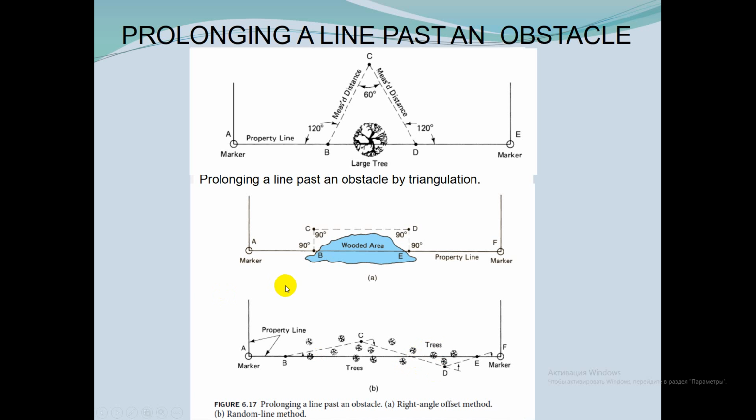So you already know three methods of prolonging a line past an obstacle: triangulation, the right angle offset method, and the random line method.